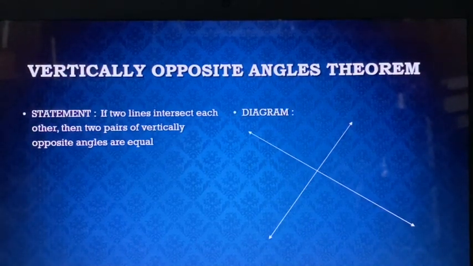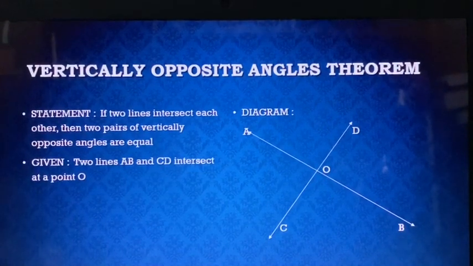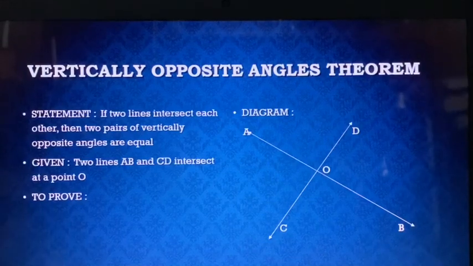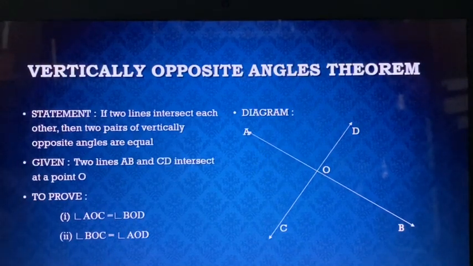So how are we going to prove it? I am going to work it out and show it on paper. But before that, see, whenever there is a theorem, there should be a statement and a diagram. Then you have to write what is given from the statement and what you have to prove. That is, angle AOC is equal to angle BOD. We have to prove that. We should also prove the other pair, angle BOC is equal to angle AOD. And this proof I am going to solve on paper in the next part.